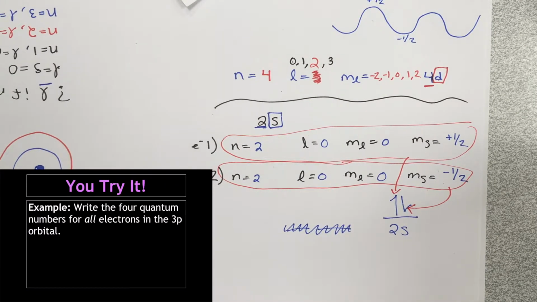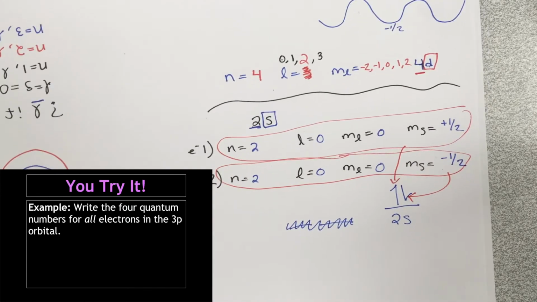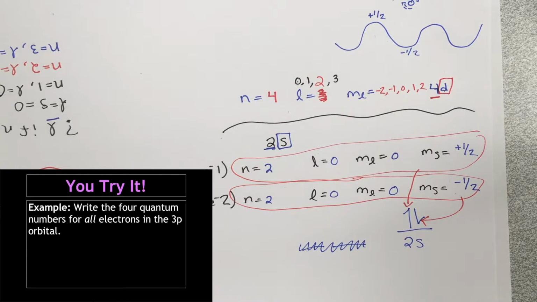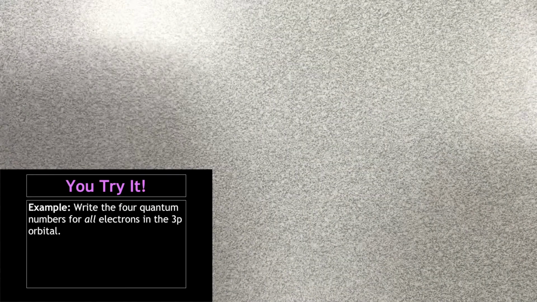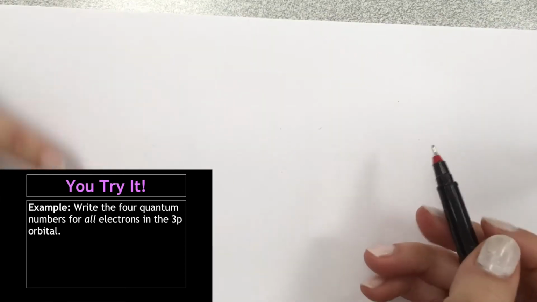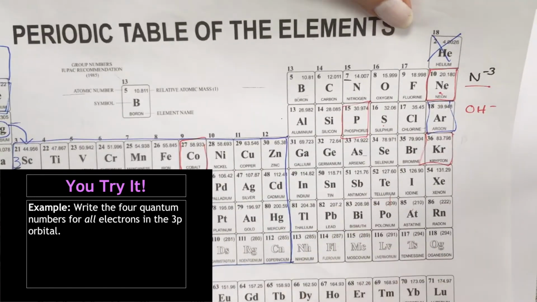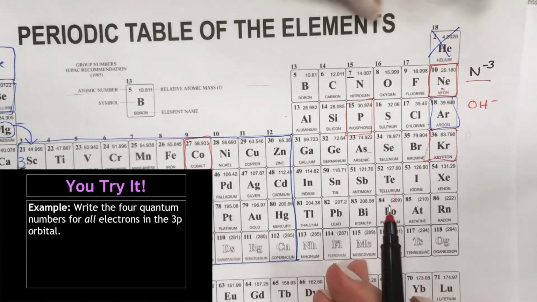Okay, so all 4 quantum numbers for all electrons in the 3p orbital. So basically we're writing all 4 quantum numbers in the 3p orbital. Let's get started. So first we need to look at the 3p orbital. How many electrons are we talking about? It doesn't tell us, so we have to figure it out ourselves.